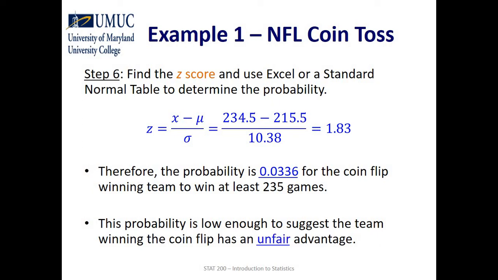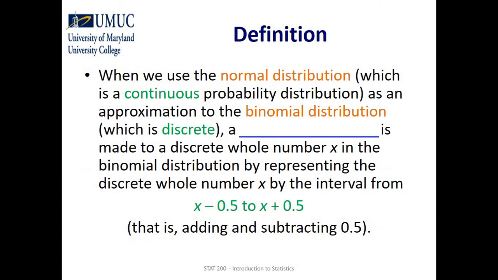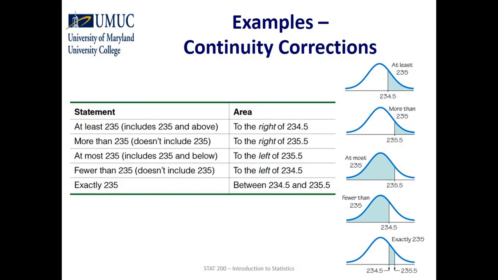All right. Now, when we use the normal distribution like we just did, it's a continuous probability distribution. When we use it as an approximation for the binomial distribution, which is a discrete distribution, we use a continuity correction to the discrete whole number x by representing it by an interval given by x minus 0.5 to x plus 0.5. So we add and subtract a half. This is kind of what it does for us.